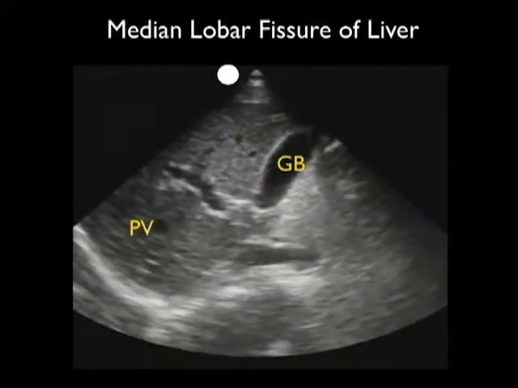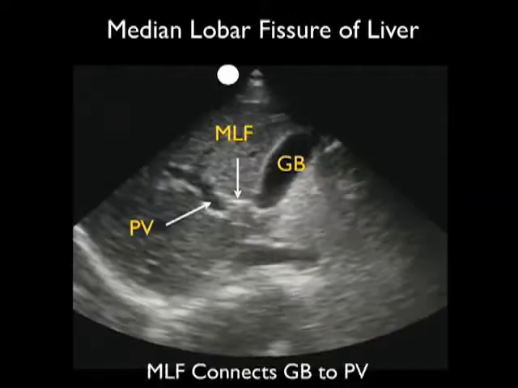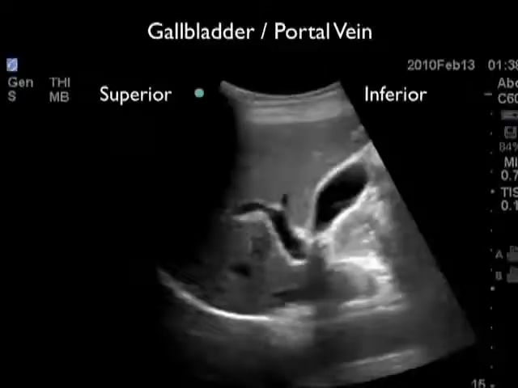As we look in between the two structures, we see the thin white line known as the median lobar fissure of the liver. Now, the MLF can be a very important landmark as we look from the portal vein up to the neck of the gallbladder to inspect the neck of the gallbladder for any small stones that may be lodged there and causing biliary colic.